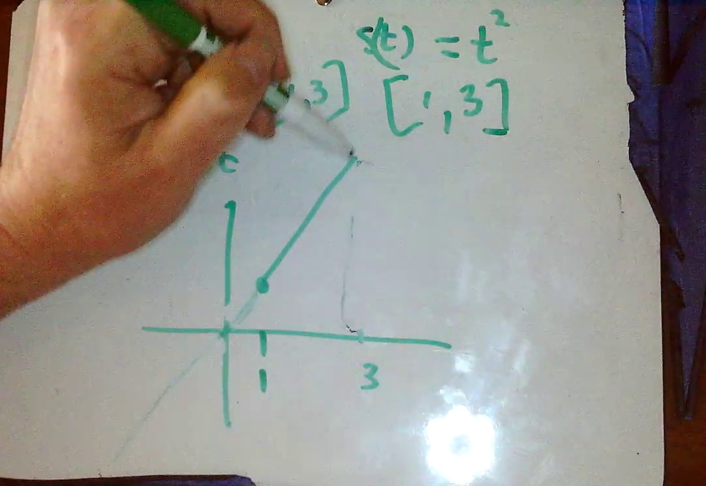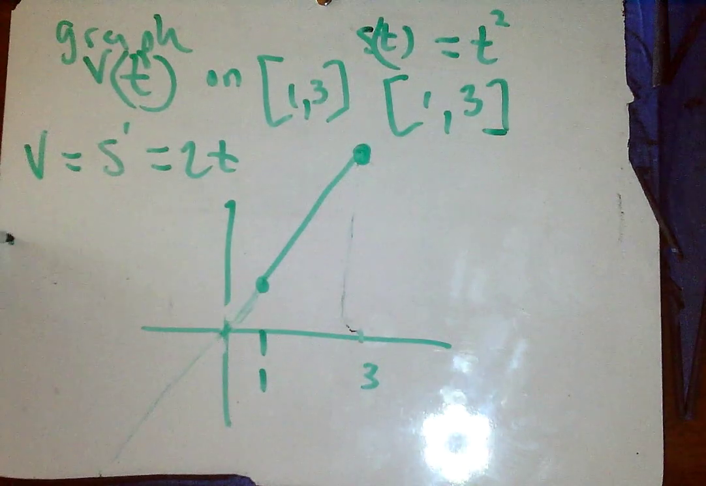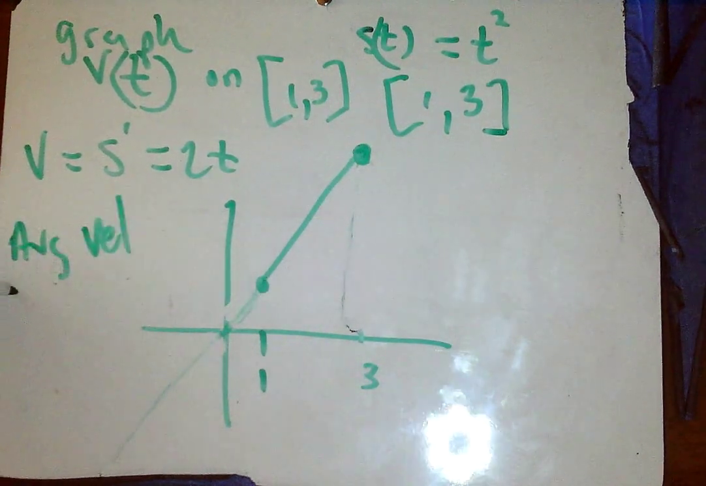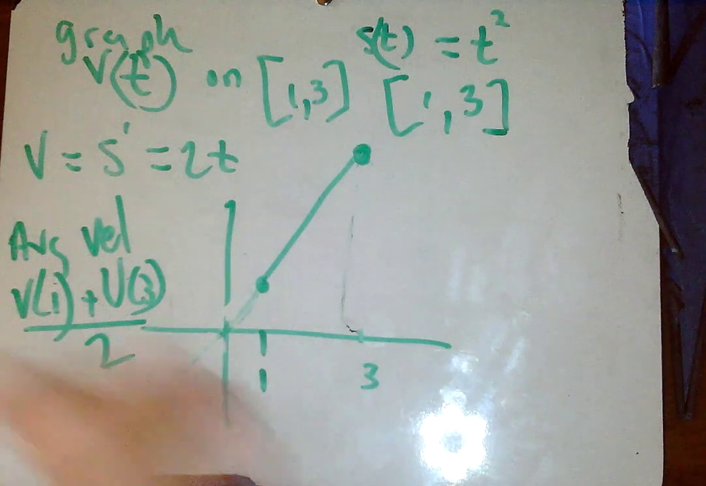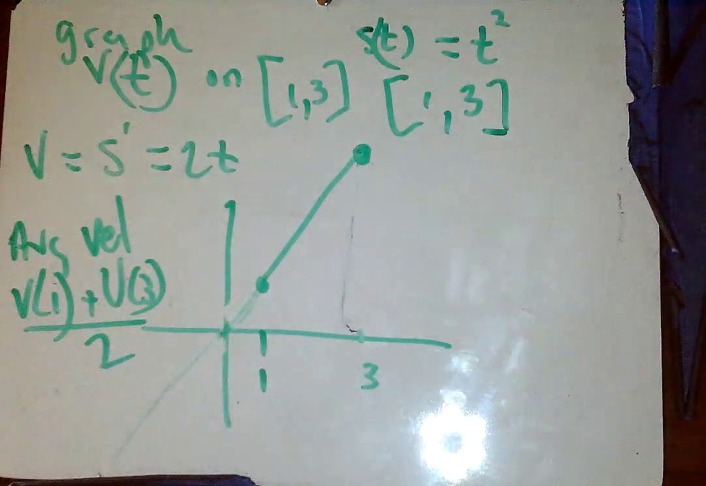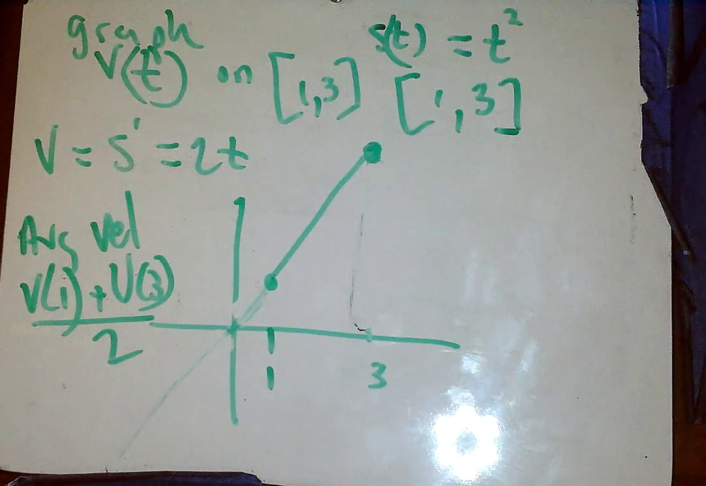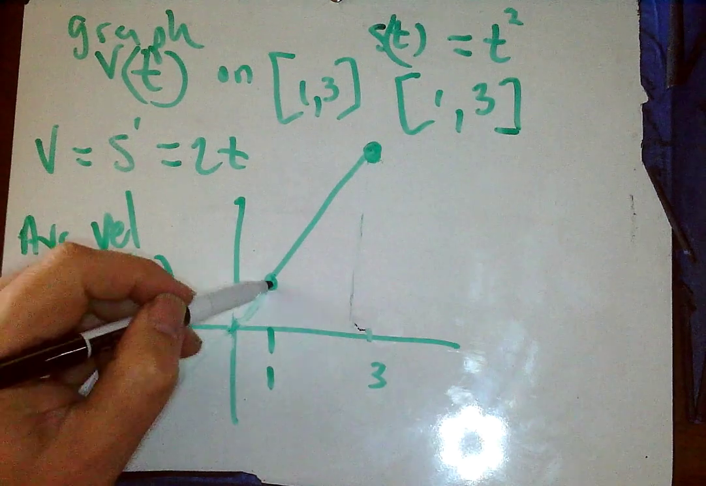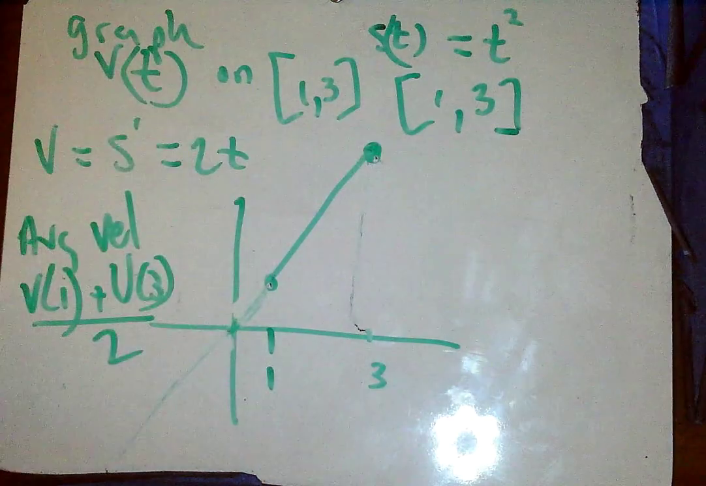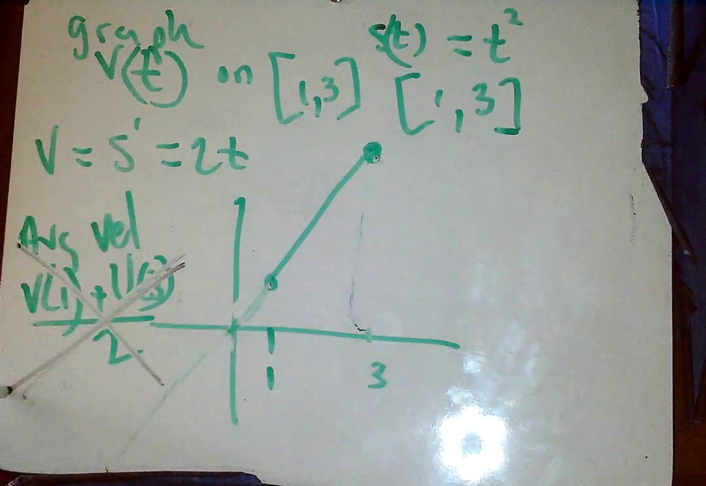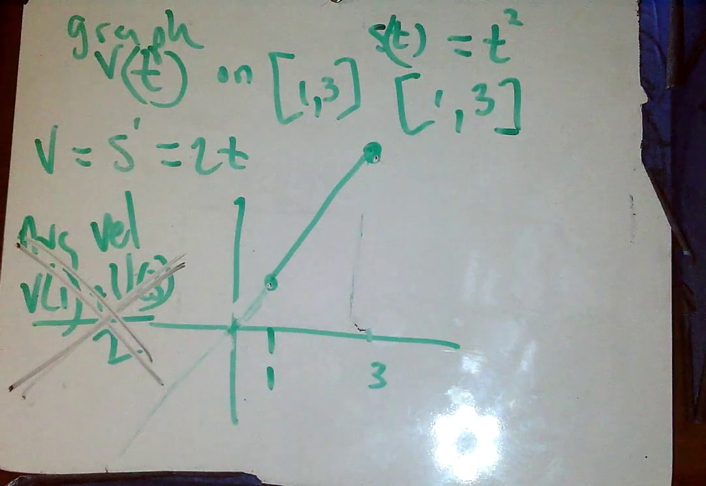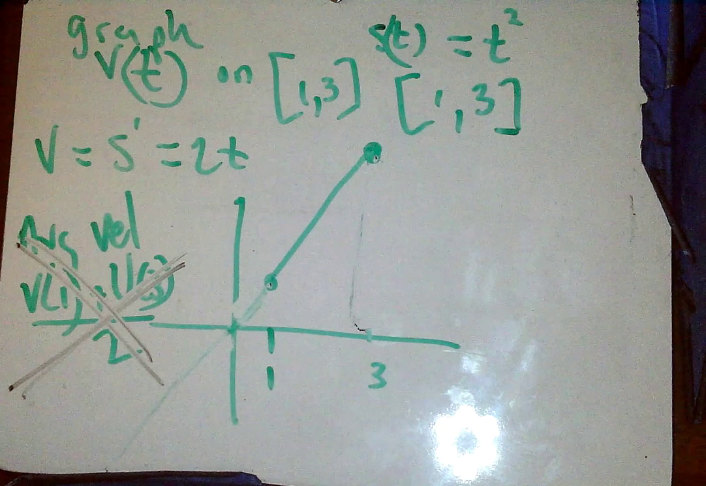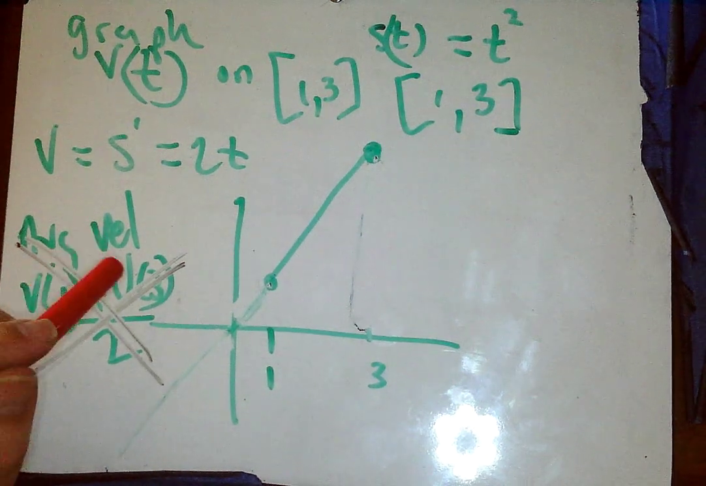Excellent. Now, the average velocity is not v of 1 plus v of 3 divided by 2. That's the most common mistake. Students really want to say, hey, average velocity is going to be the average of the velocity here at t equal to 1 and the velocity here at t equal to 3. Yeah, no. Occasionally it works out that way, but remember, a broken clock is correct 2 times a day. So, no, that's not how we find average velocity.